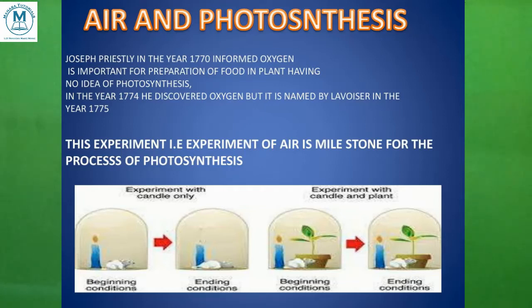So some process might have taken place here, an exchange of gases. Understood? The rat is releasing carbon dioxide. Using that carbon dioxide, the plant gives oxygen outside. Using this oxygen, the rat is breathing and is alive. Using that oxygen, the candle is burning. Now we understood that in the process of preparation of food by the plant, oxygen, air, is important. So with this experiment, Priestley concluded that air is important in the process of preparation of food by the plant.